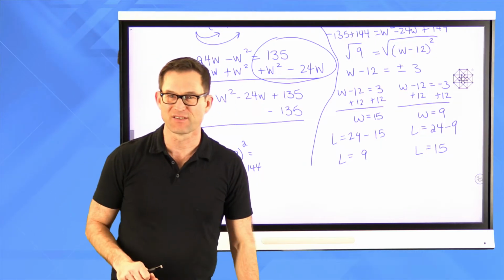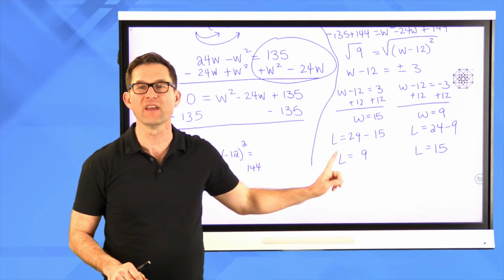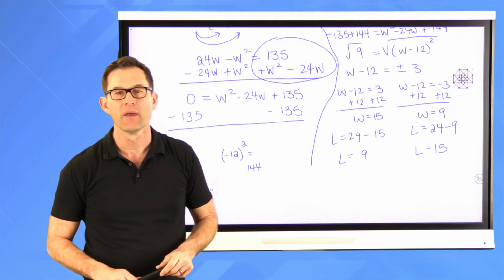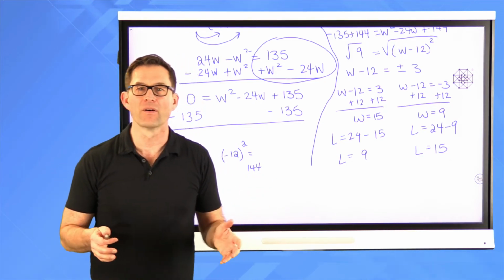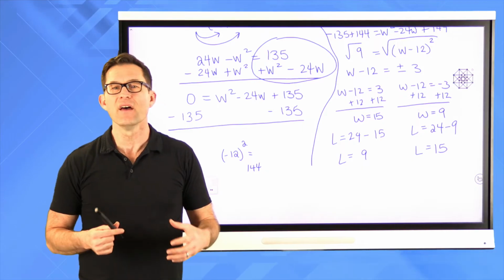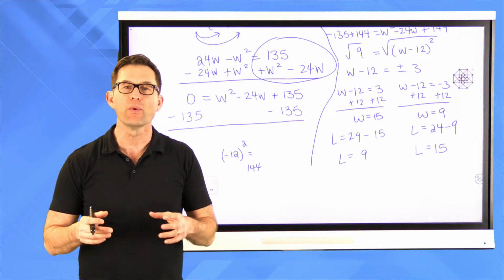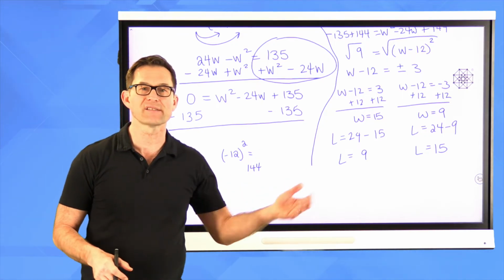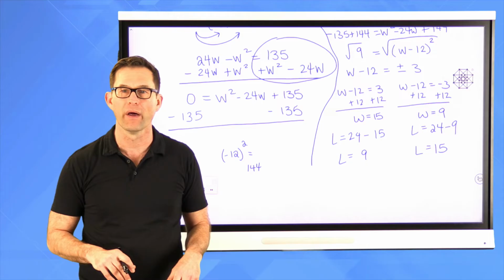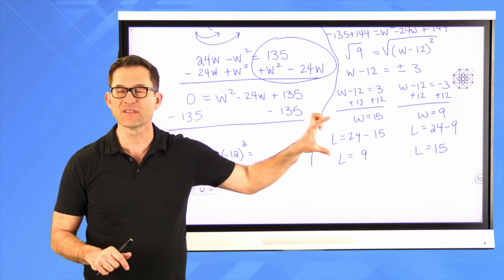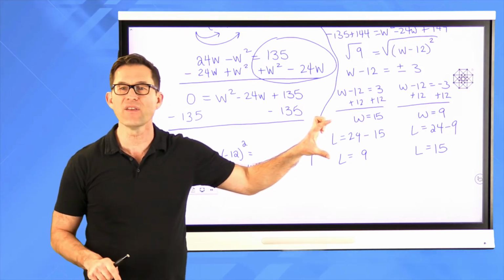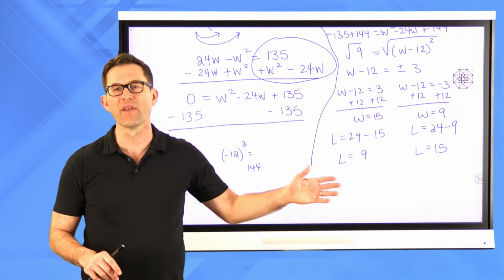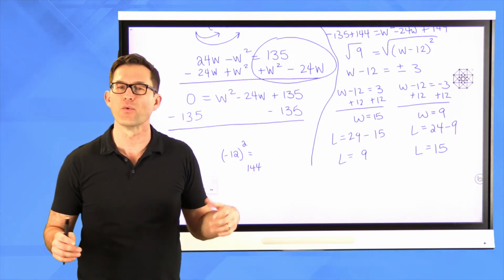Now take a look at these answers. In one case, the width is 15 and the length is 9. And in the other case, the width is 9 and the length is 15. This doesn't surprise me at all, right? And it doesn't surprise me because W and L are just letters that we use to stand for the two sides of this rectangle. We didn't say this one has to be the longer one and this one has to be the shorter one, so it kind of makes sense that we get this symmetry. And the plain fact is, at the end of the day, it doesn't matter which one's the width and which one's the length. Convention says that the length is the longer of the two dimensions, but it really doesn't matter.